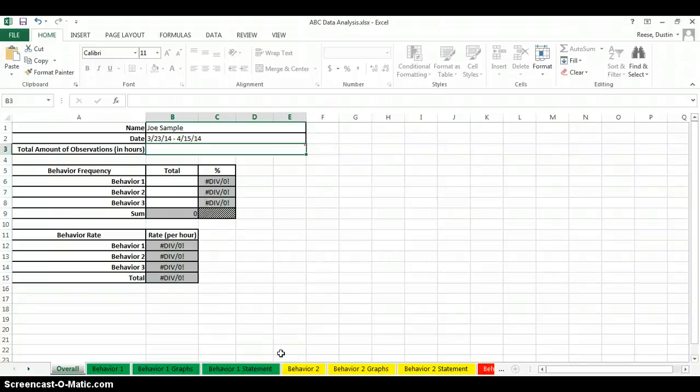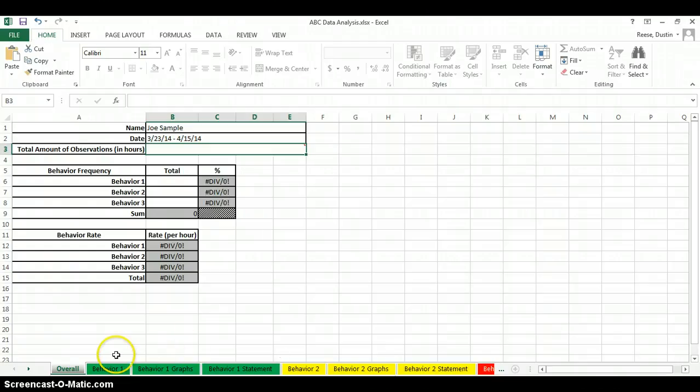What I'm going to share with you today is an ABC data analysis Excel document that can help you analyze your data that you're collecting for a functional behavior assessment. That will also help to determine the function as well as to inform behavior intervention planning.